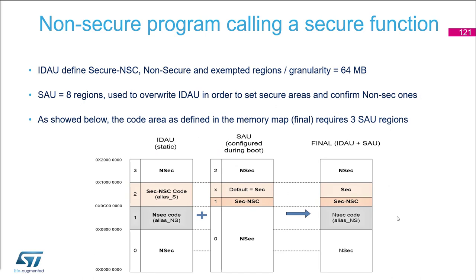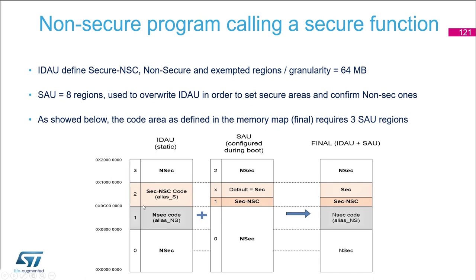Let's see now how we will configure this. As I said, the IDAU is static. It defines the non-secure callable and the non-secure exempted region with a granularity of 64 megabytes. The SAU could define up to 8 regions, and it's used to overwrite the IDAU in order to set secure areas and confirm the non-secure ones.